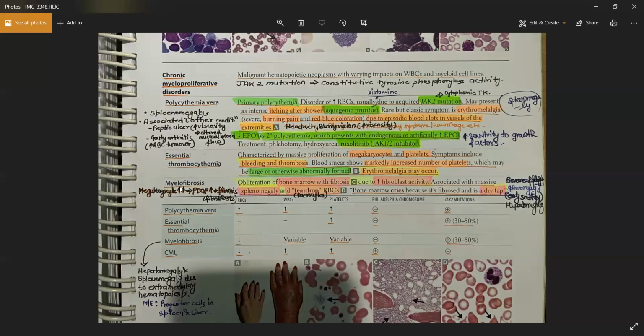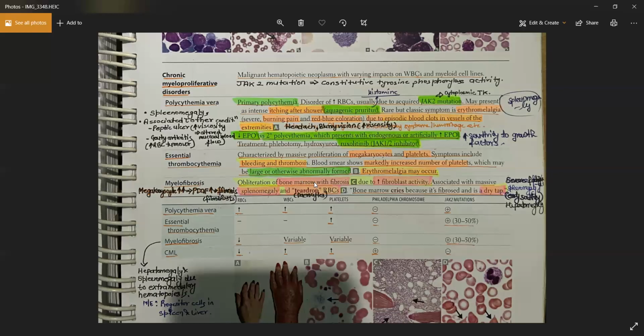Then comes myelofibrosis, which is a tumor of the megakaryoblasts. You will be having a high level of these megakaryocytes, and they will release the platelet-derived growth factors, and they will cause the fibrosis of the bone marrow. So because of the fibrosis, you will be having a pancytopenia type thing. You will be having a dry tap on the bone marrow.